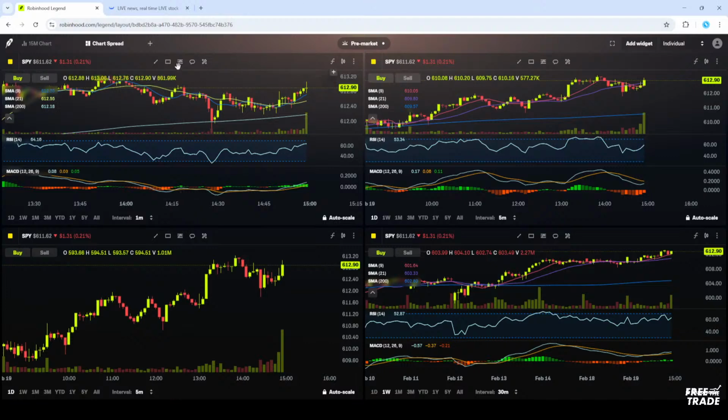Okay, back to this. Robinhood Legend. So it's free. It's open source. If you have a Robinhood, then you automatically get this as well online, and it's a great tool. If you want a little bit more detailed information, then you can get in the app.